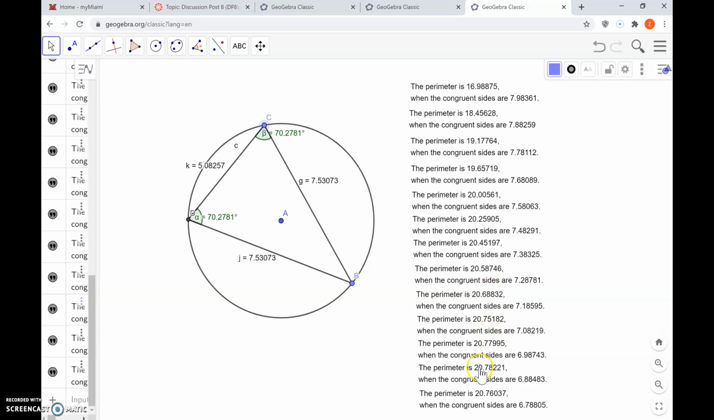And you see here, once I finally hit 6.88483, we're at the perimeter of 20.78221. Then it finally went down once I went. So I know that somewhere around here is going to be the maximum.